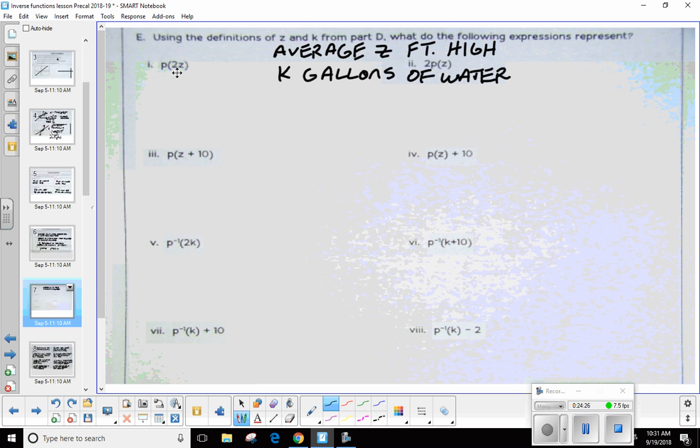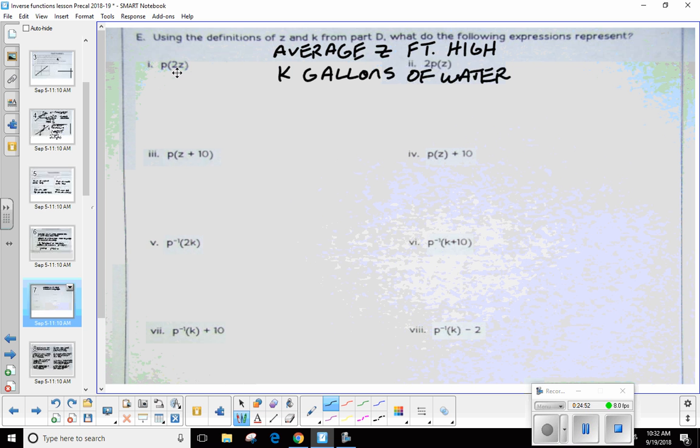But now, when we're talking about this, we're talking about the real-world application. So take those ideas of the transformations and just put them out of your head, because it's not going to affect the real world. It affects it graphically, but not what we're doing here. Remember, what is Z again? Z is the height in feet, and K is the number of gallons of water, right?